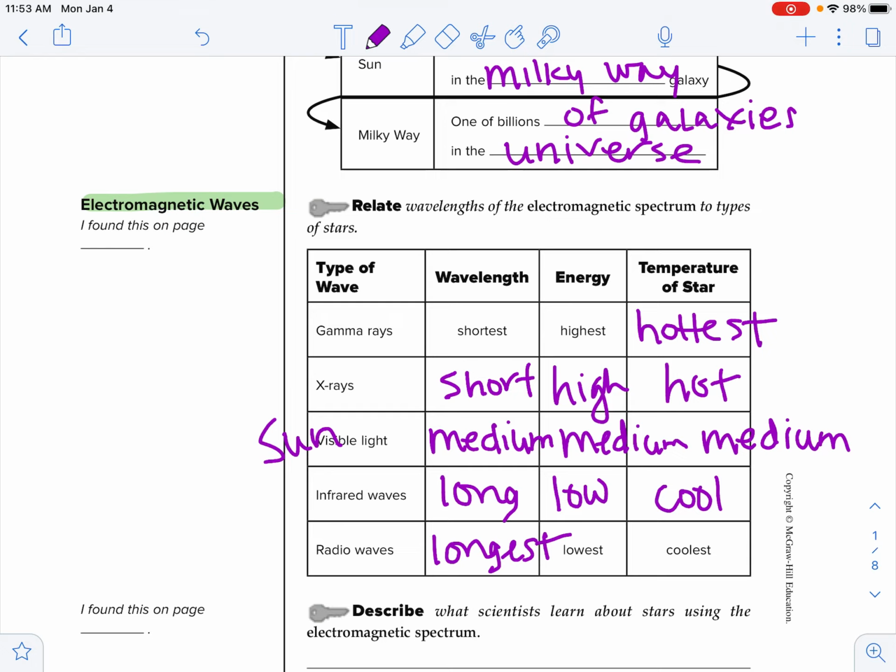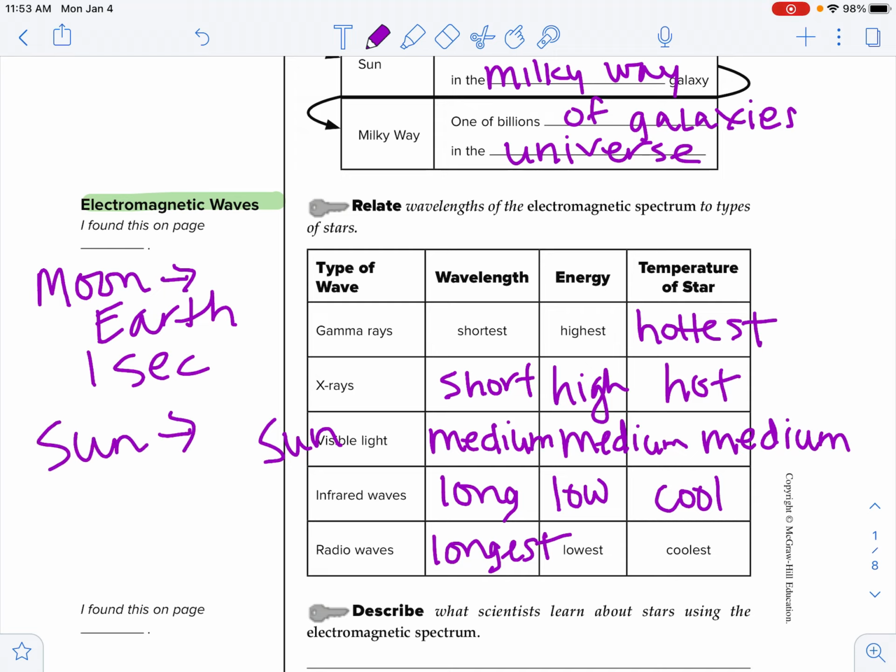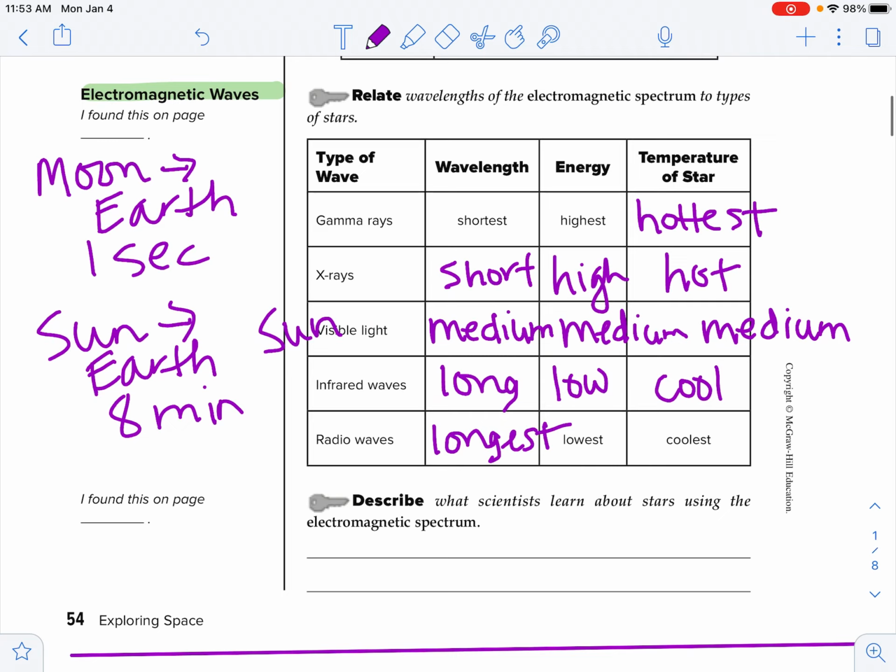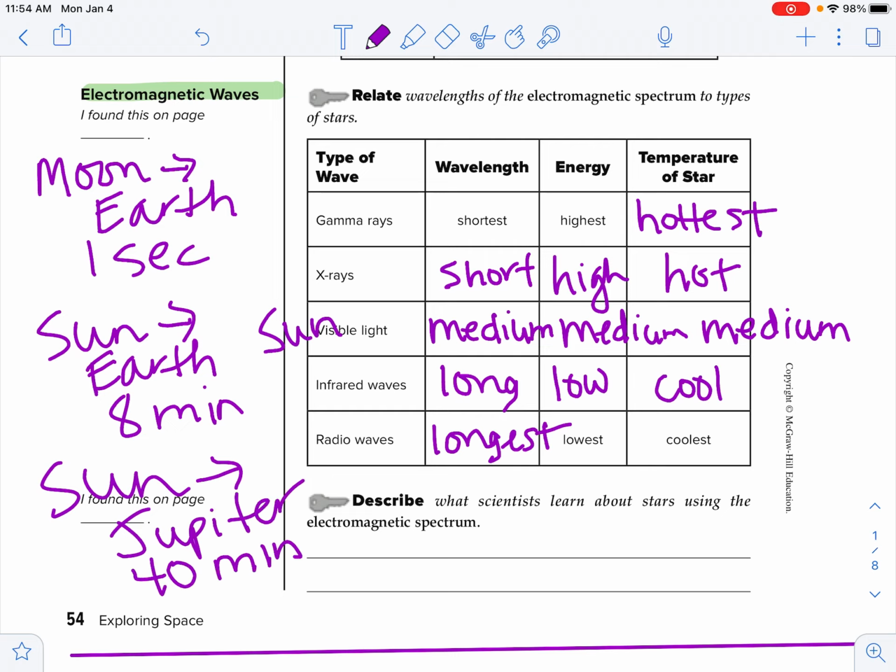All right, so off to the side here, I want us to write a little bit of these times. Okay, so the light from the moon to the earth takes 1 second. From the sun to the earth, what do you remember that was? 8 minutes. And from the sun to Jupiter, remember that? That was 40 minutes.